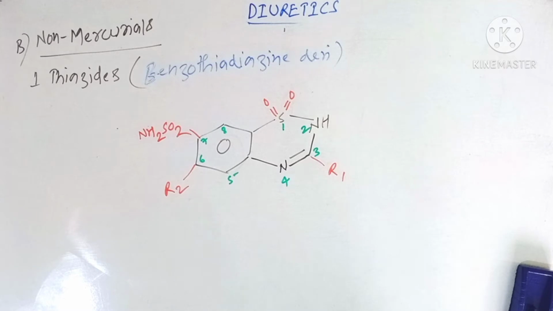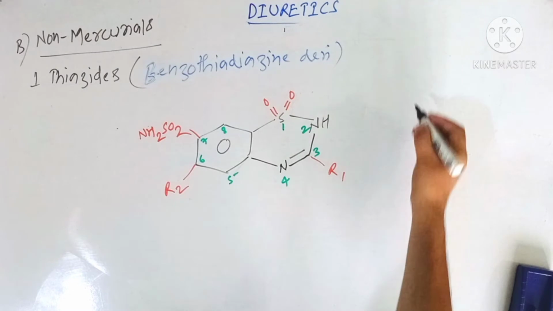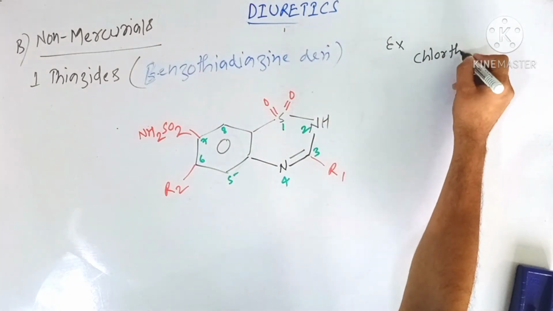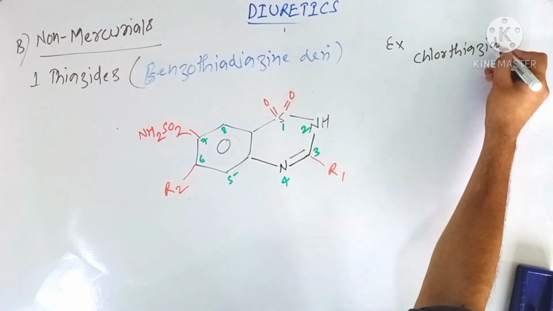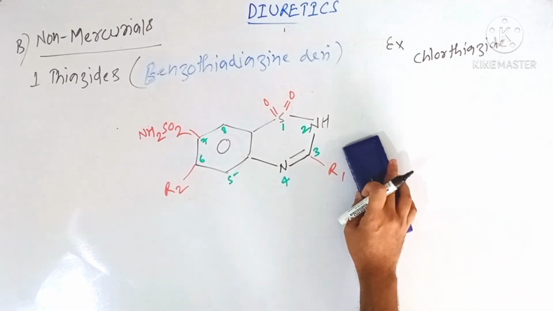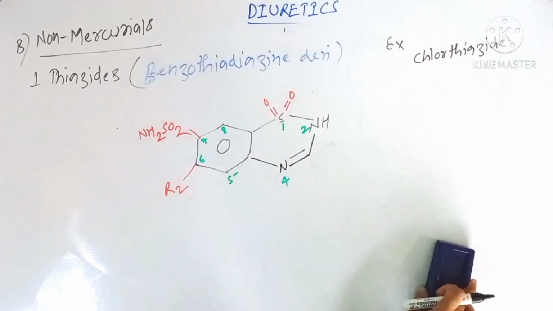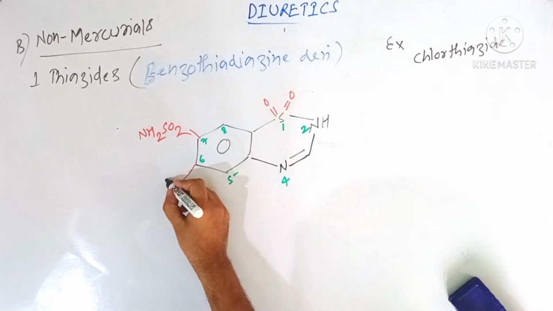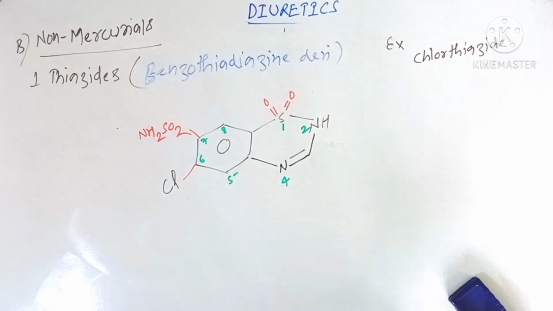Now we will see the structure of some important drugs which come under this class. First drug is chlorothiazide. Now where are the changes in chlorothiazide? You have to remember this. In chlorothiazide there is nothing at this R3 position, but at R2 this drug has a chlorine functionality. So this is the structure of chlorothiazide.